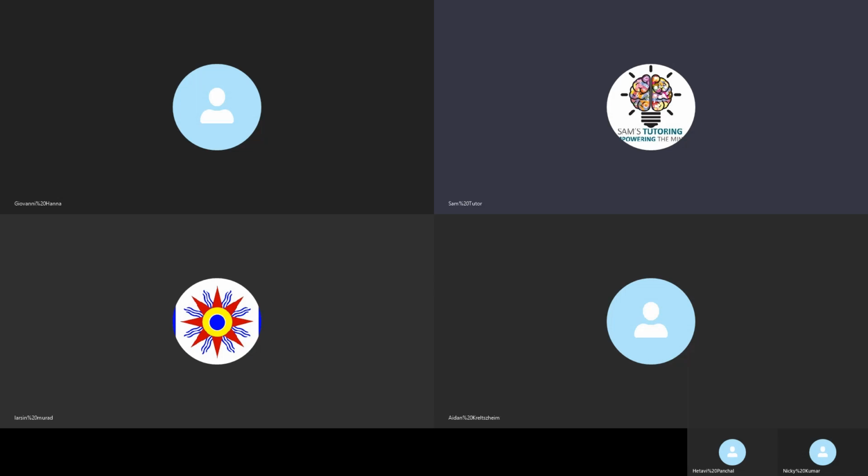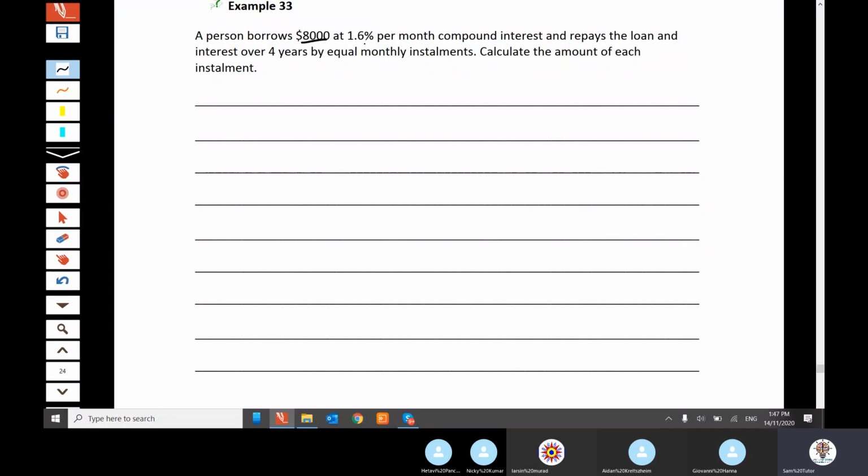A person borrows $8,000 at 1.6% per month, compound interest, and repays the loan and interest over 4 years by equal monthly installments. Be careful, n is not equal to 4 if it's monthly. Oh, close. 4 times 12, right? 48 months, you mean. I think you were thinking of the rate when you said divide by 12. Calculate the amount of each installment.